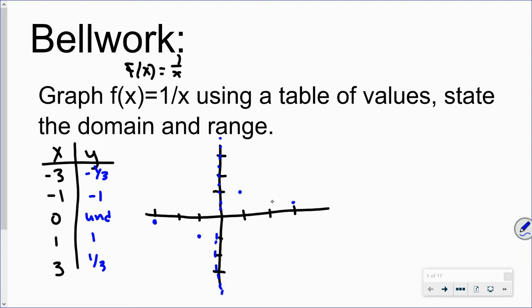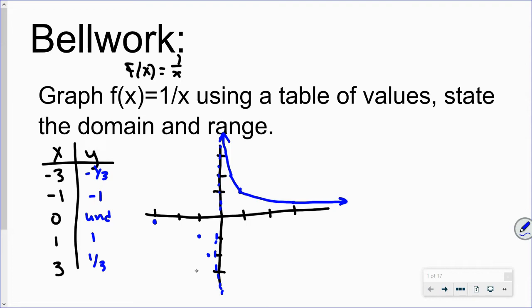If I pick more values, maybe a half, 1 divided by a half would be 2, and if I do -half, I get -2. I could keep putting fractions here, getting smaller and smaller. As x keeps getting smaller, these numbers actually get bigger. They grow, so it keeps going up this way. We can never have 0 here. And as x gets bigger, the overall number gets smaller.